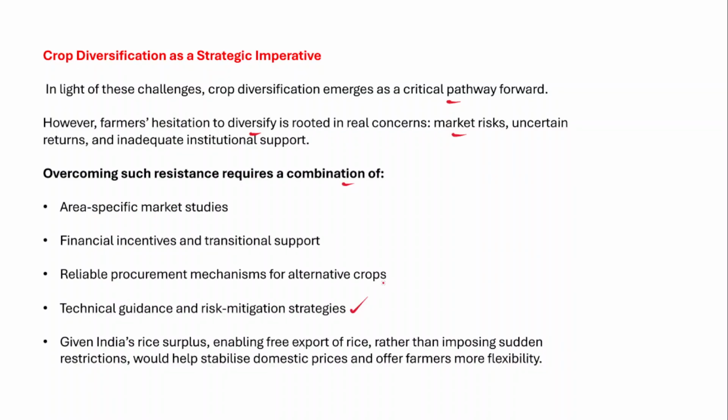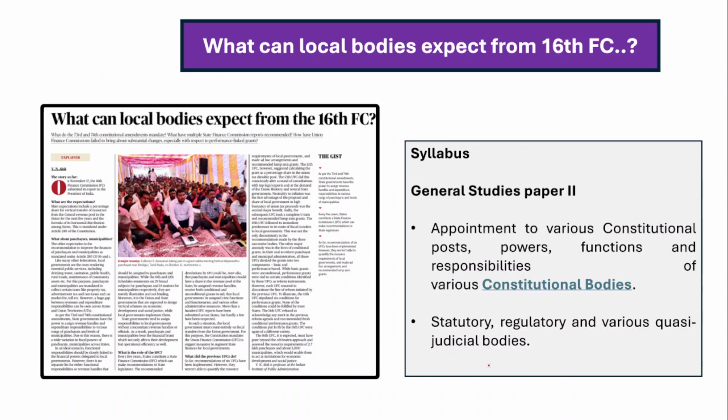However, one thing that we should understand is that India already has buffer stocks of rice. So therefore, we have a surplus amount of rice. Now, in this context, enabling free export of rice out of the country, rather than imposing sudden restrictions, would help stabilize the domestic prices and also offer farmers more flexibility. Farmers can sell their produce in the open markets, and they can also get better and remunerative prices for their produce by doing this. So I hope you have understood this topic.